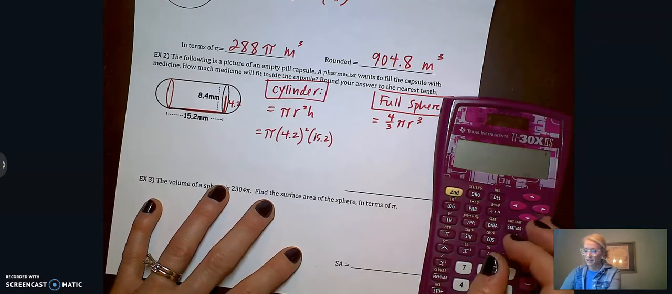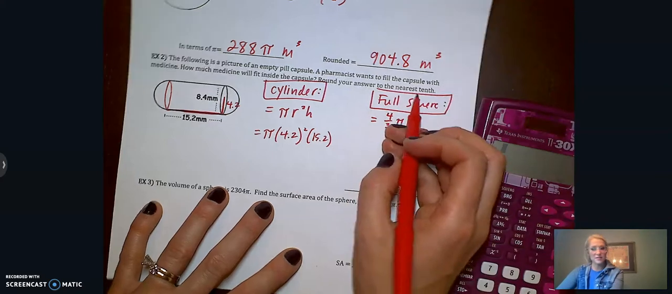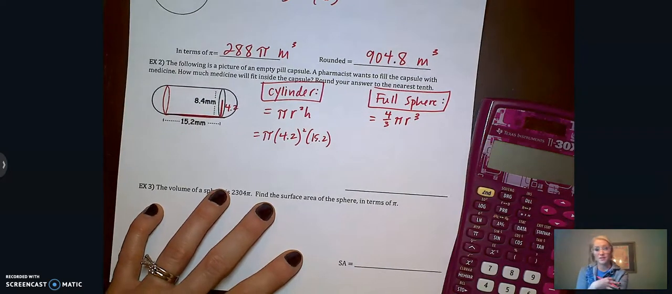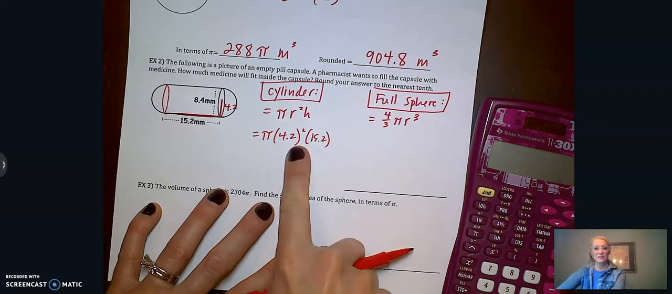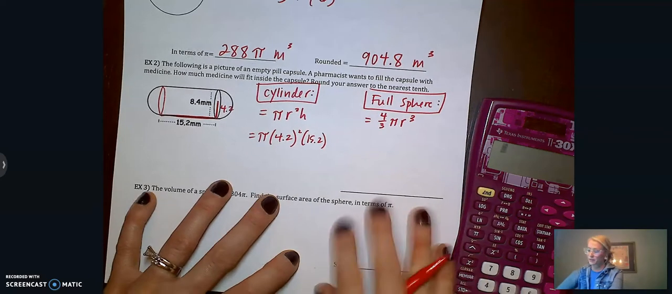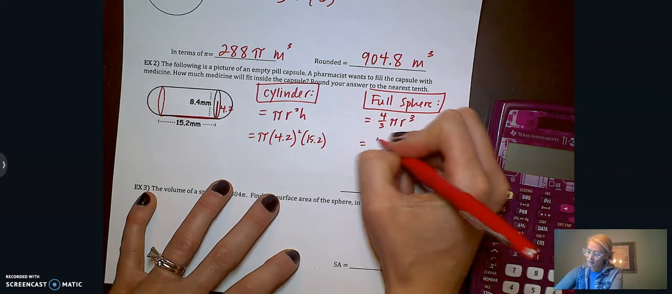I'm going to wait to plug it into my calculator. I want to round it to the nearest tenth, so I don't need to even bother with it in terms of pi. I'm just going to leave it like that, and I'll multiply in a minute to get the perfect answer. Let's set this guy up.